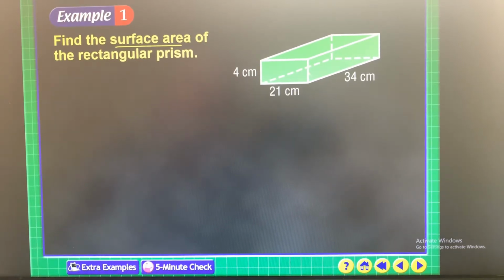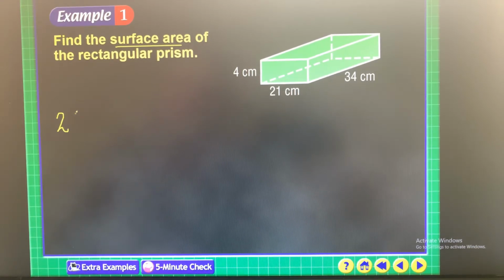The first thing you need to do is think about unraveling this shape and thinking about how many different parts there are to it. If you look at it, there's a front and a back. There's a right side and a left side, and then there's a top and a bottom. So there's 6 parts to it. So when you figure this out, it's pretty simple to do.